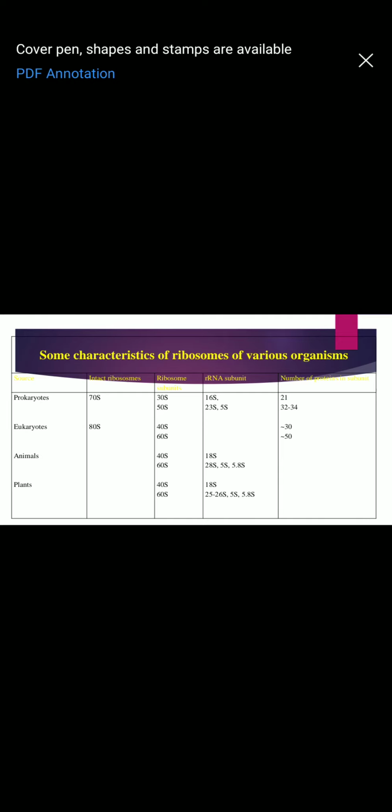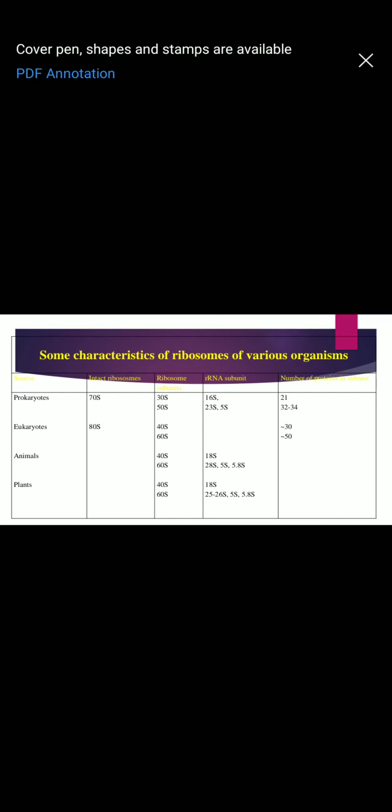So if we go for the summary of all that we said, we have prokaryotic and eukaryotic cells. The prokaryotic cell has the 70S ribosome and the eukaryotic cell has the 80S ribosome. This 80S is present in animal cells as well as in plant cells. If we go into the ribosomal subunits, the 70S ribosome has the smaller subunit, that is 30S, and the larger subunit, which is 50S.